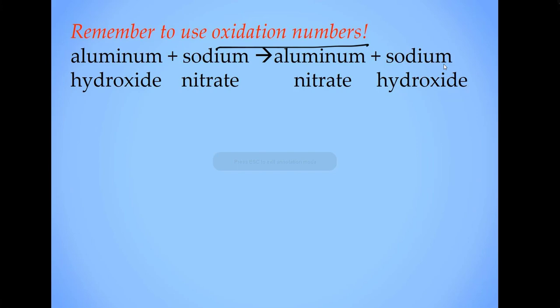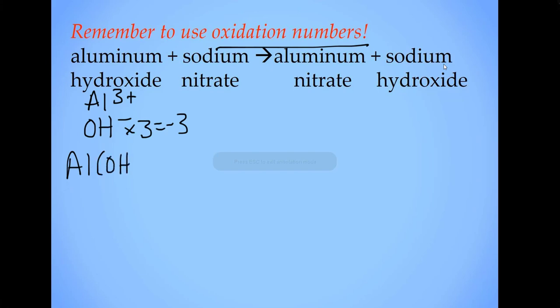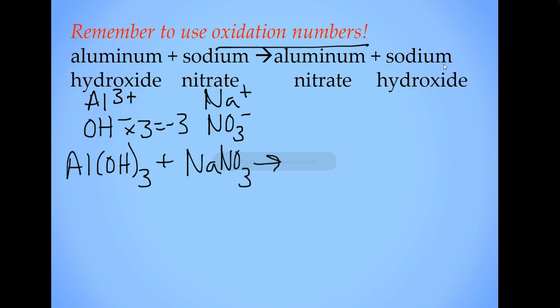So let's do this first one, aluminum hydroxide. Aluminum is a +3, hydroxide is a polyatomic ion, and it's OH minus. I need to have 3 of these to give me that -3 charge. So I'm going to end up having Al(OH)3, okay? And I'm going to add it to the next one, sodium nitrate. Sodium is a +1. Nitrate is a polyatomic ion. It's a -1. And so I can just put them together. I do not need parentheses around the polyatomic ion because I just have one of them.